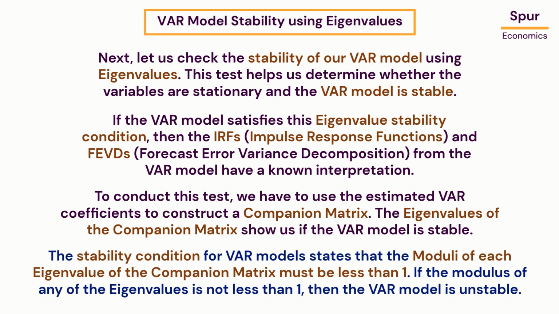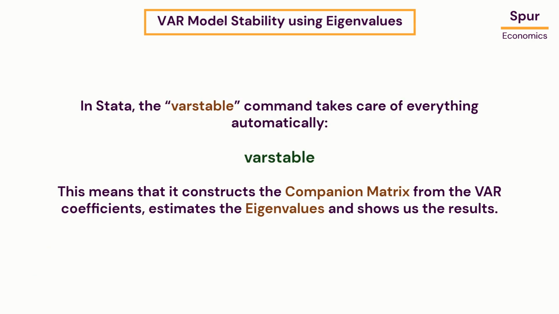The stability condition for VAR models states that the moduli of each eigenvalue of the companion matrix must be less than 1. If the modulus of any of the eigenvalues is not less than 1, then the VAR model is unstable. In Stata, the varstable command takes care of everything automatically. This means that it constructs the companion matrix from the VAR coefficients, estimates the eigenvalues, and shows us the results.